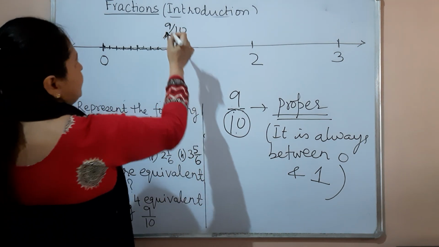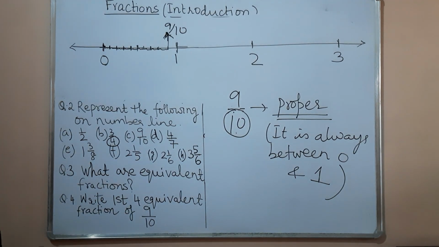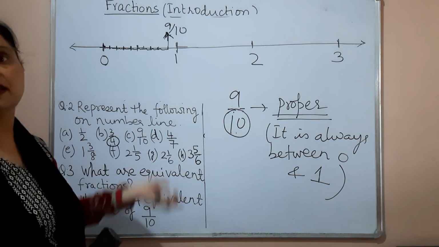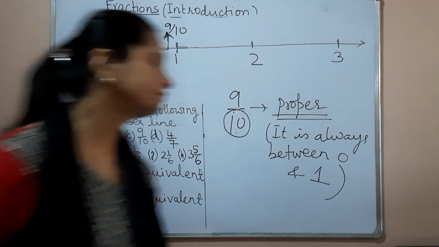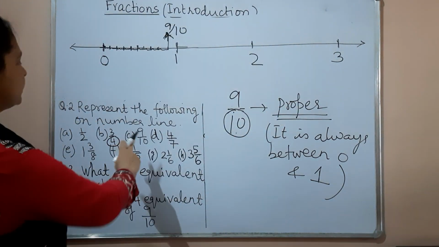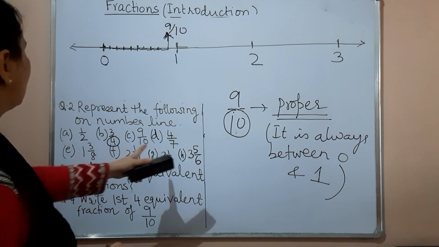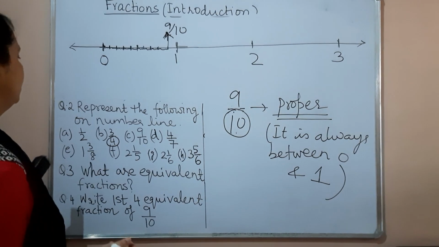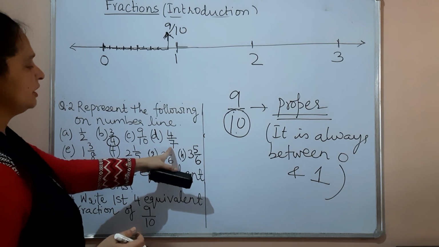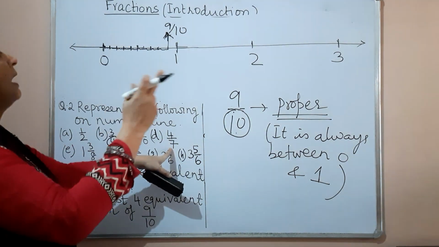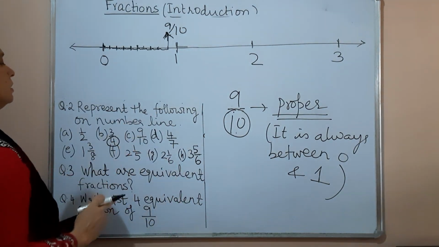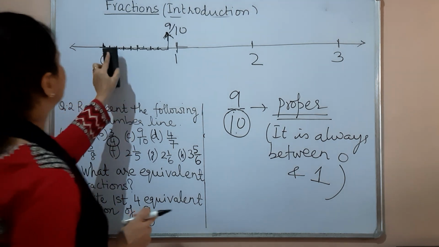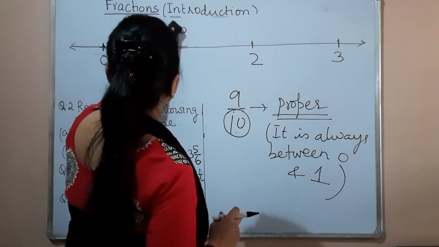I have given this question as homework, and this is the answer key of that homework. Now, so this is 9 upon 10. Now in the same way, 4 by 7, I am leaving it for you. You will have to divide it into 7 equal parts, and the 4th part will be your 4 by 7. Now let us rub this.